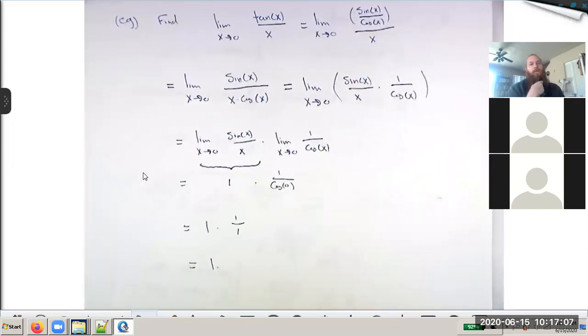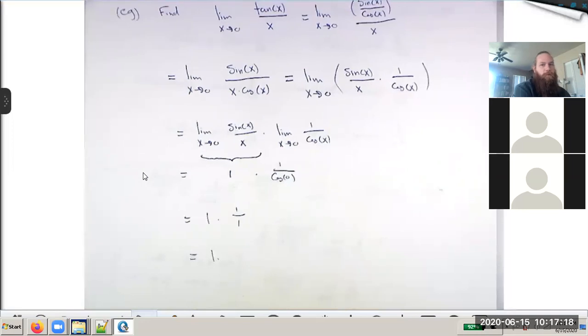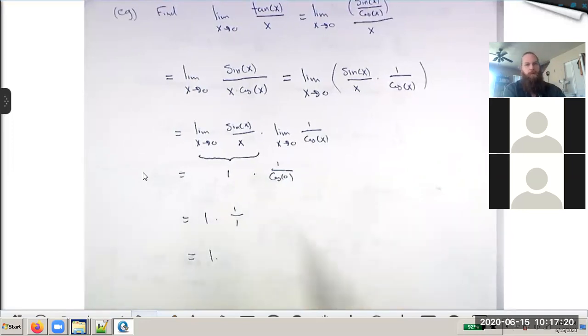So the tangent x over x limit looks a lot like the sine x over x limit. These both say something really cool. So before I leave these examples, first, questions on the mechanics here, what we did.